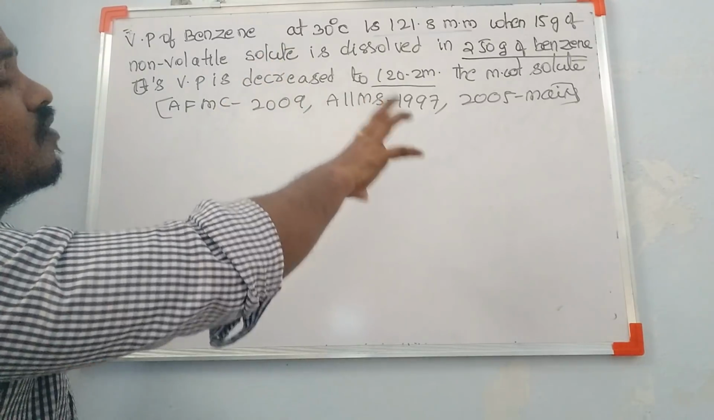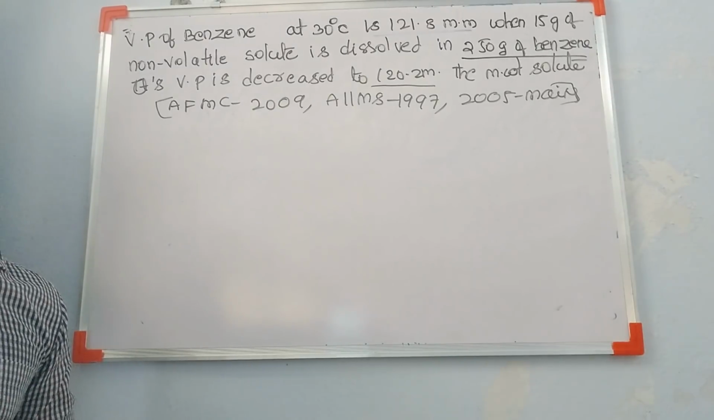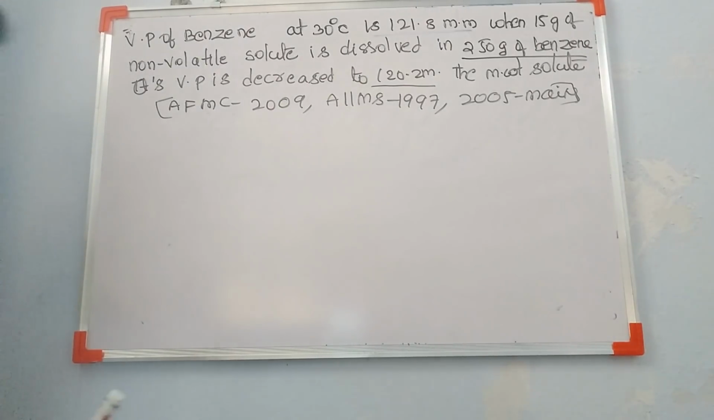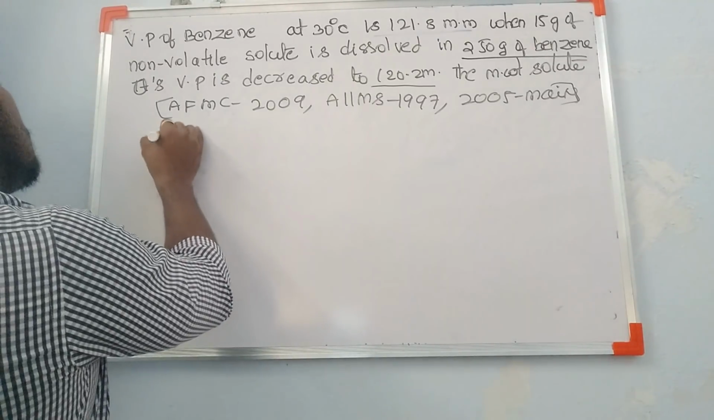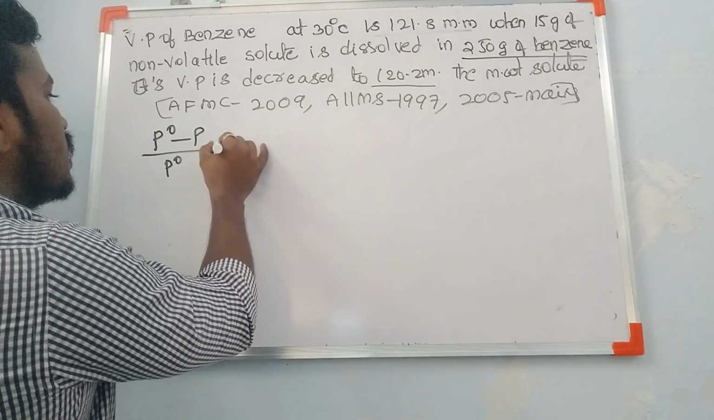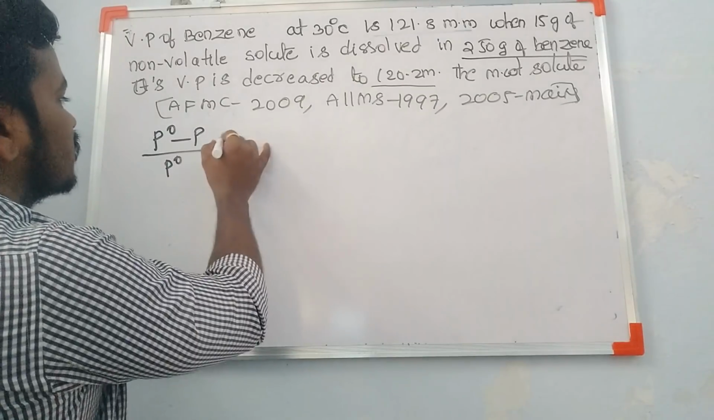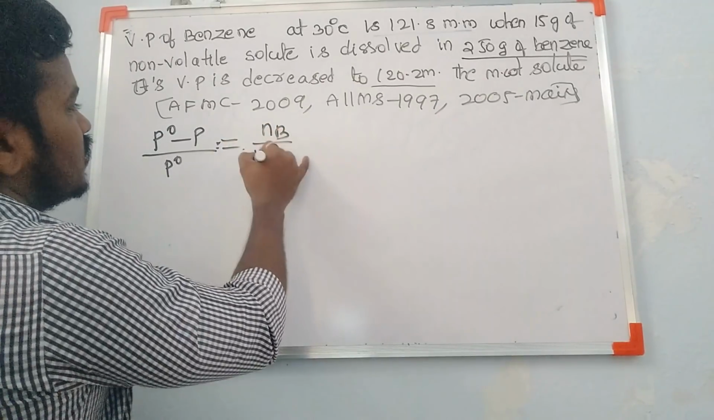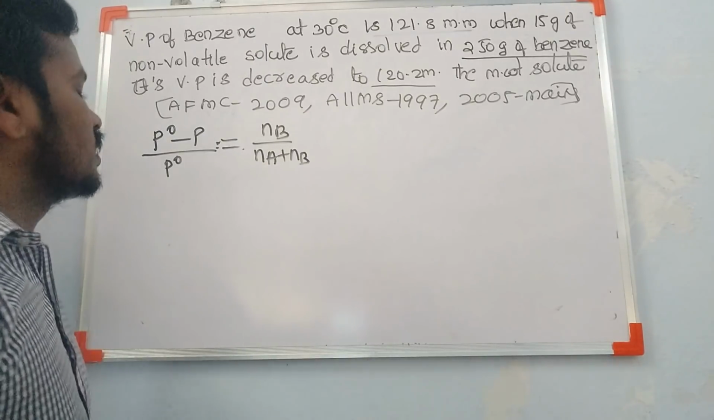What they are asking is the molecular weight of the solute. The solute is non-volatile, so what is Raoult's law? P naught minus P solution over P naught is equal to XB. In place of XB, I am writing NB over Na plus NB.